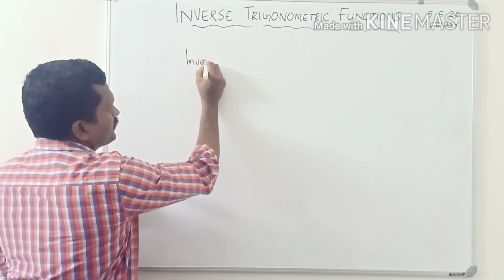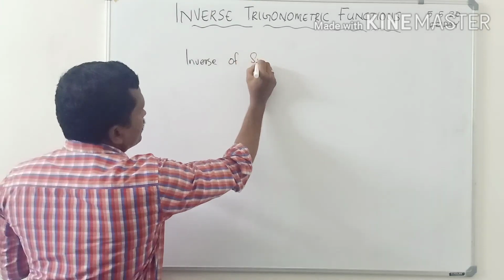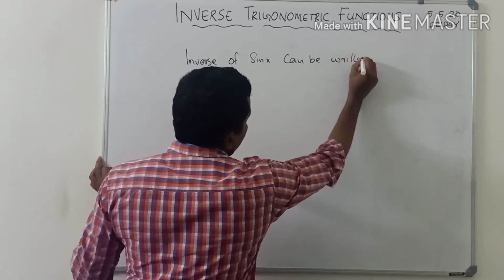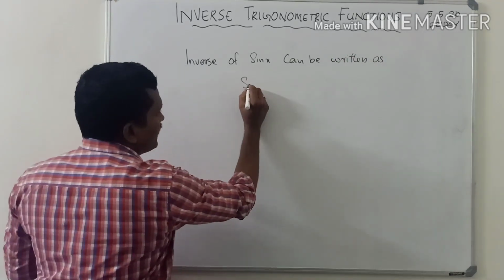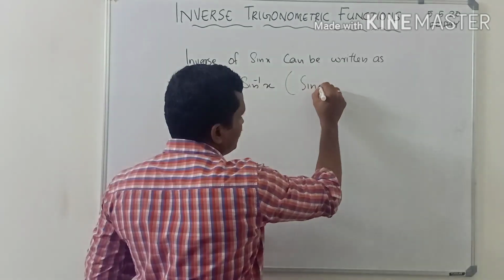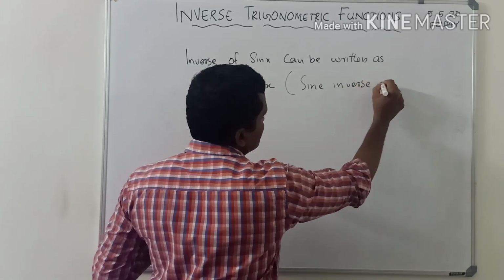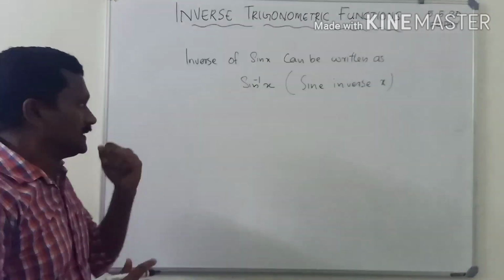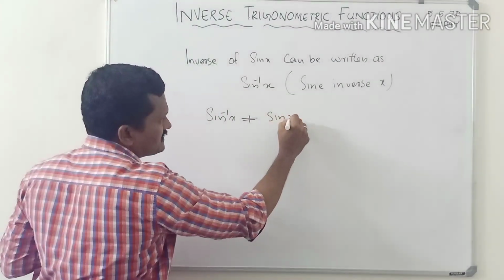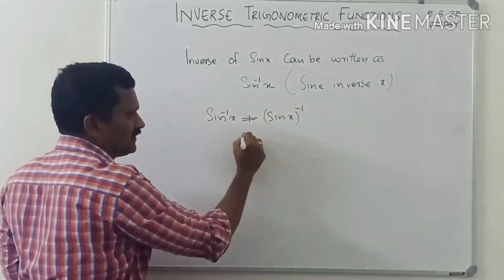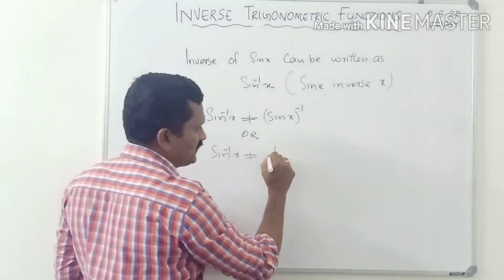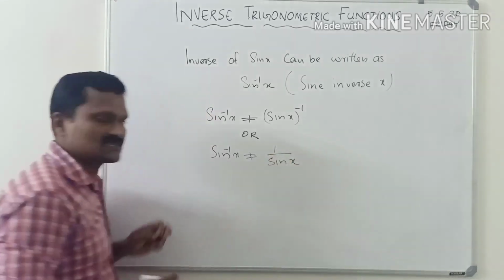Inverse of sin x can be written as sin inverse x. This is read as sin inverse x. Sin inverse x is not equal to (sin x) all raised to minus 1, or sin inverse x is not equal to 1 by sin x.